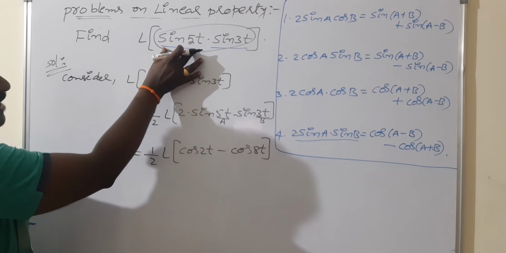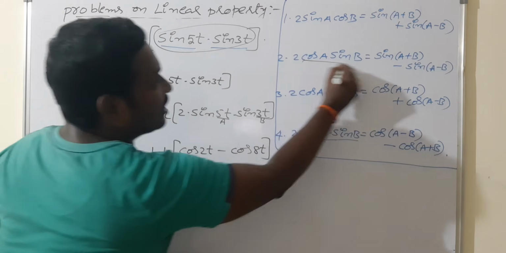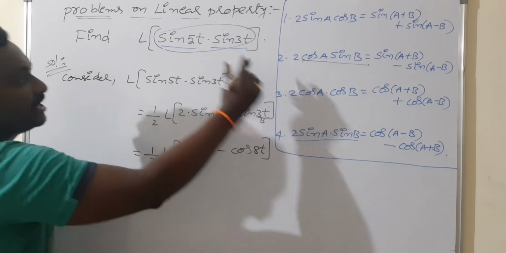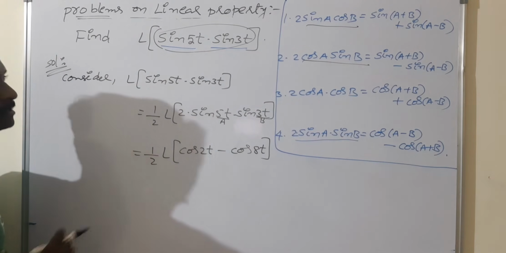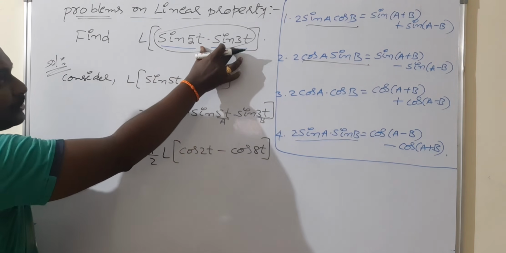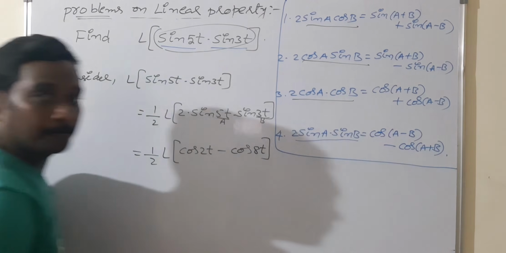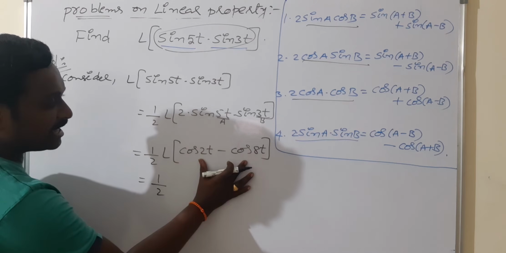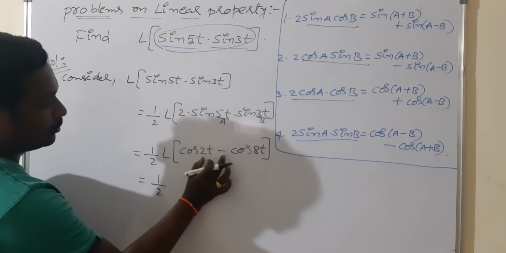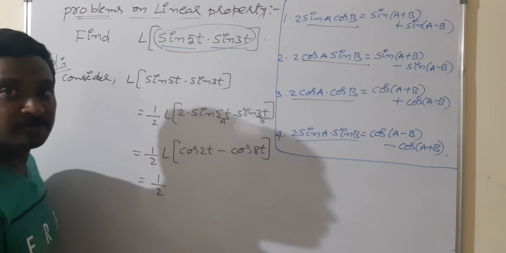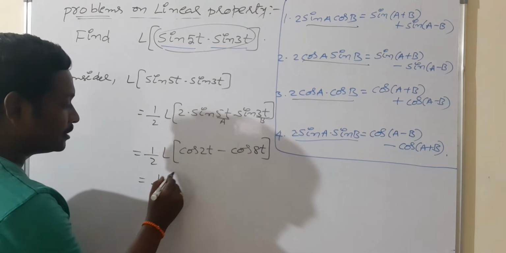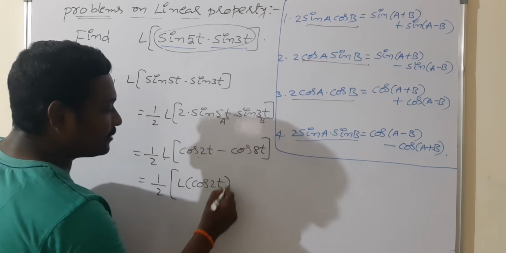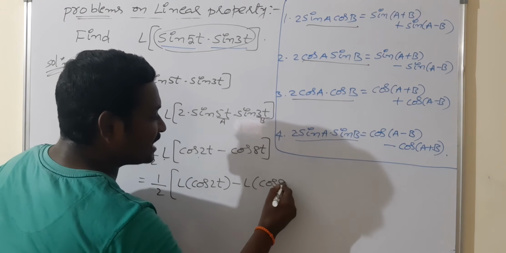Suppose here we have cos 5t into sin 3t. Use this formula. Suppose here we have sin 5t into cos 3t. Use this formula. Suppose both are given as cos 5t into cos 3t. Use this formula. Okay. Now, two functions are there inside Laplace which are in subtraction. So you can easily split the terms now by using linear property. So 1 by 2, take this Laplace inside: L of cos 2t minus L of cos 8t.